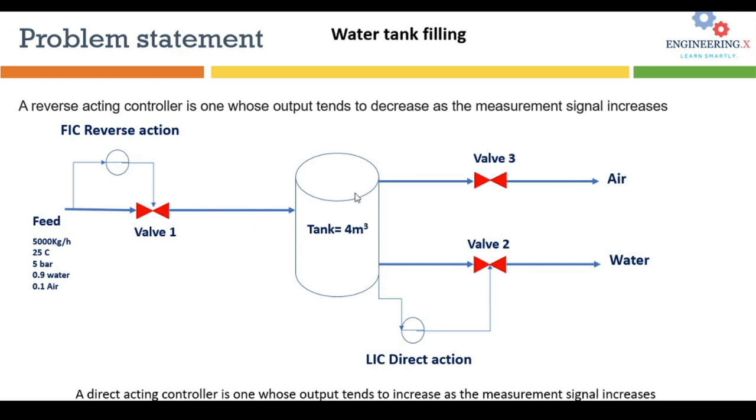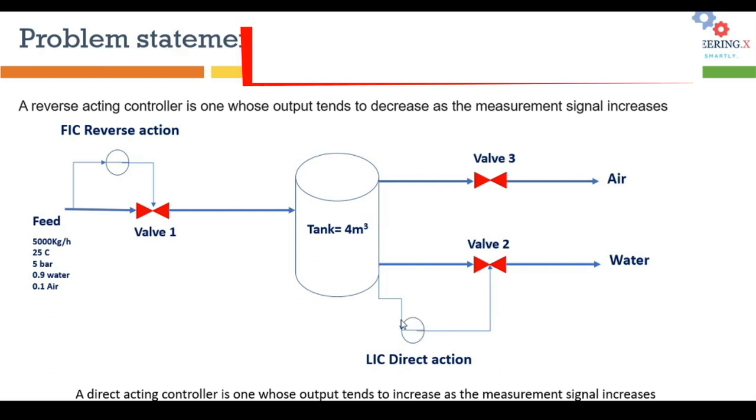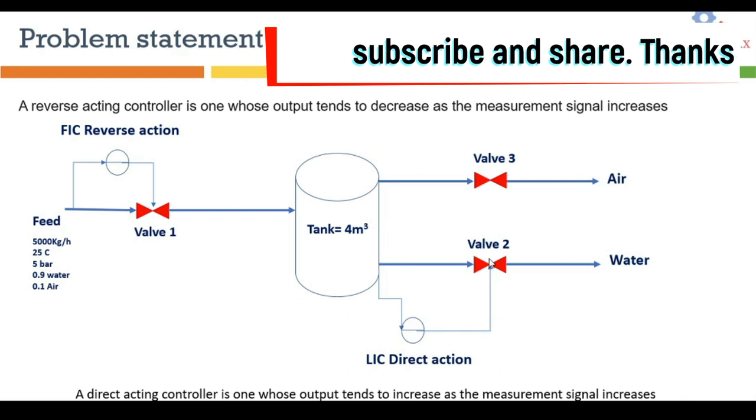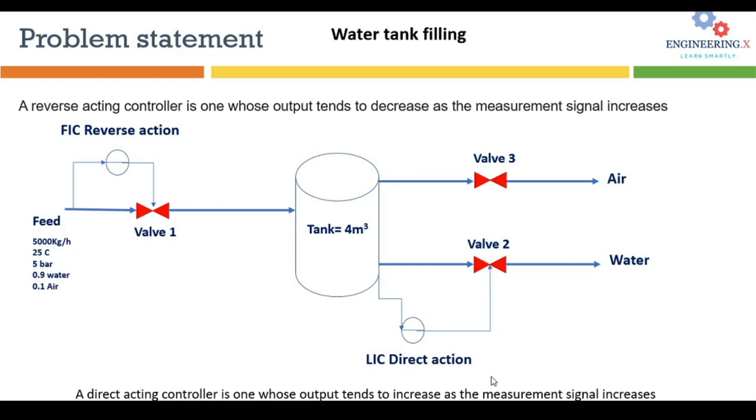So it enters the tank, and we want to maintain the tank level at 50%. To maintain this level, we are introducing another level indicator controller that will act in a direct action fashion. So what is a direct action controller? A direct action controller is one whose output tends to increase as the measurement signal increases. Here the measurement signal is the level of the tank. If the level of the tank increases, what will be the action of the controller? Obviously it will increase the opening of this valve. So this is the direct action controller.